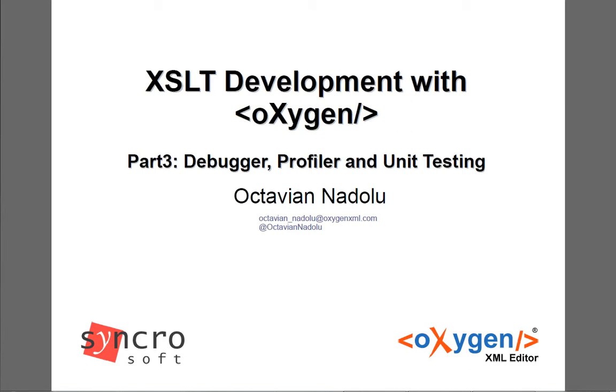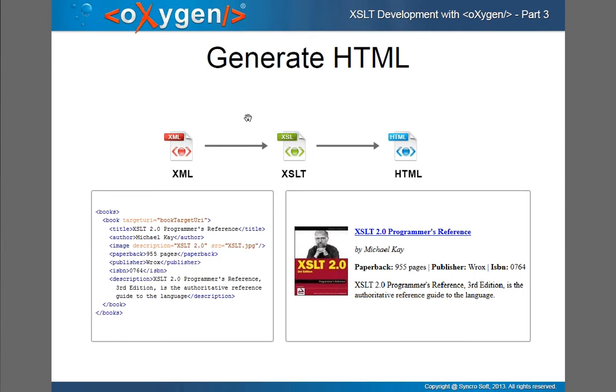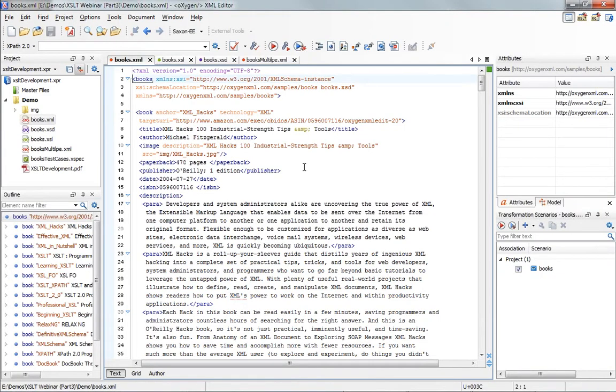This is the third webinar for the XSLT development with oXygen, and we'll focus on the debugging, profiling, and unit testing features. In order to see these features in oXygen, I made a simple example. We have an XML file that contains a list of recommended books. It's the same XML file that we used in the previous webinars, and also an XSL file that generates an HTML report with this list of books. So let's switch to oXygen and see these two files.